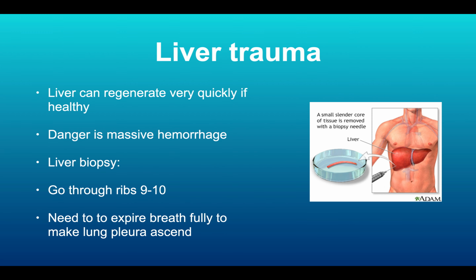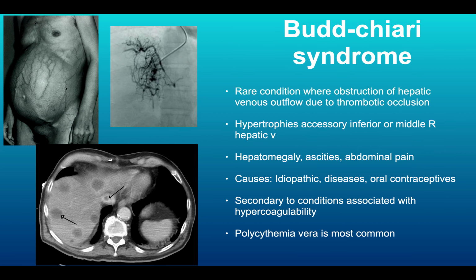Neat thing about the liver is that it can regenerate quite well if you're healthy. The only danger is massive hemorrhage. You're not going to die from parts of your liver missing, but you will die if parts of it are missing and the vessels have not been ligated. So in order to get a liver biopsy, you want to go through ribs 9 and 10, and make sure the patient has let out all of the air in their lungs in order to make the lung pleura ascend. Jab a large bore needle in, take a biopsy out, and you're good to go.